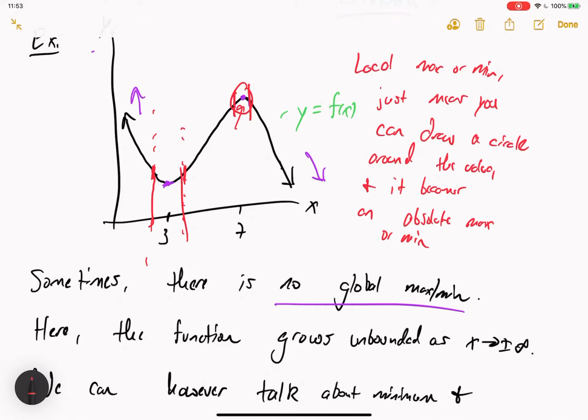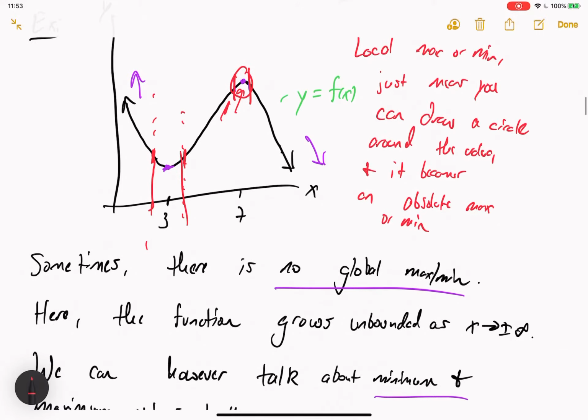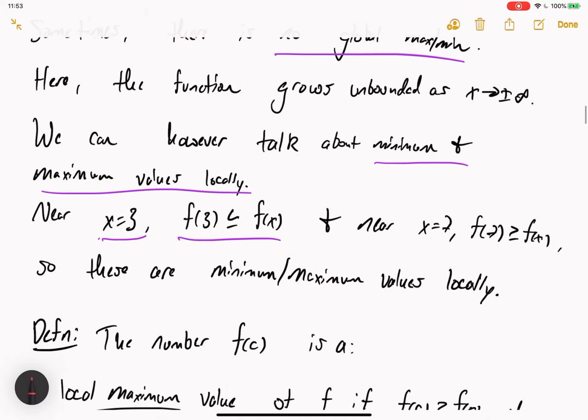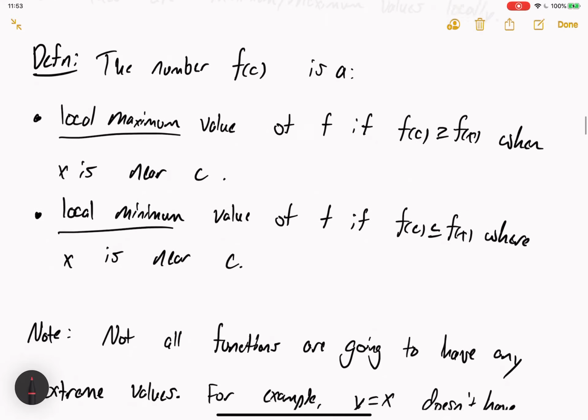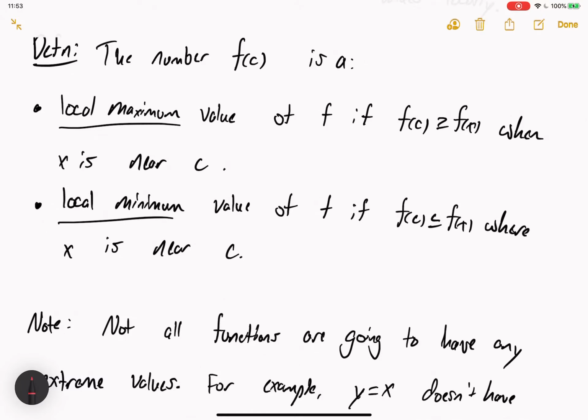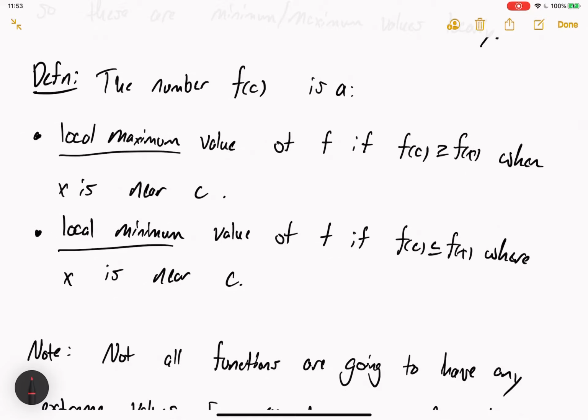anytime you hear the word local, it just means you should be able to draw a circle or some neighborhood around the point. Typically, these circles are referred to as neighborhoods, but basically it just means you can draw a circle around a point where you have the desired properties. All right. So let's go with the definition of them now.